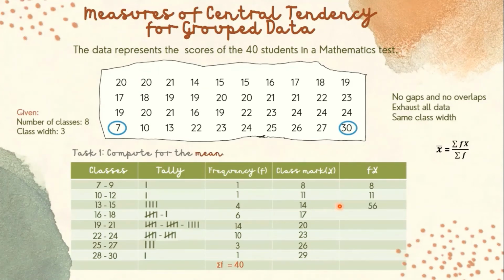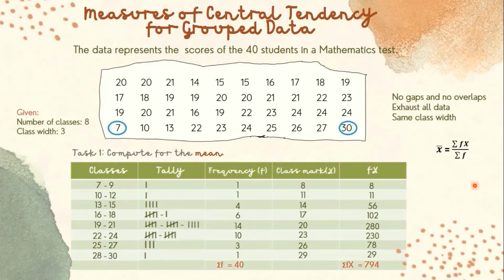56 is the result when you multiply 4 and 14 together. 6 times 17 is 102. 14 times 20 is equal to 280. 10 multiplied by 23 is equal to 230. 3 times 26 is 78. 1 times 29 is 29. Once done, add them all together. Nakikita natin yung sigma notation, meaning we need to add all of them together, which will result to 794.